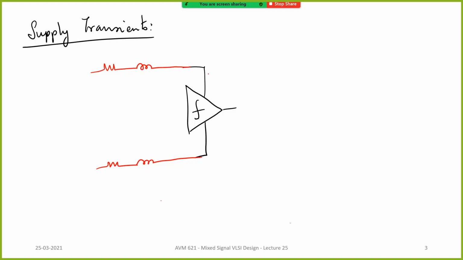Now what will be the current drawn by this supply? Let's say IVDD. You will not have current during pre-charge. Okay, during pre-charge maybe just a little bit of current, you will have to charge everything to VDD, right? And after that, what will you have? You will not have any current, right? The clock edge comes and the regeneration happens, you will have a spike, right? So basically, if you look at the current waveform, it is going to look like a highly spiky waveform.